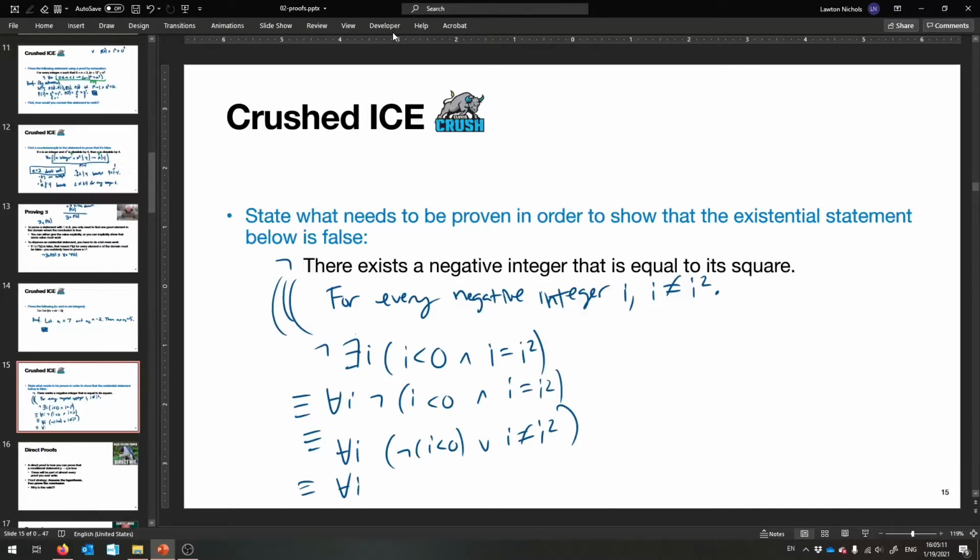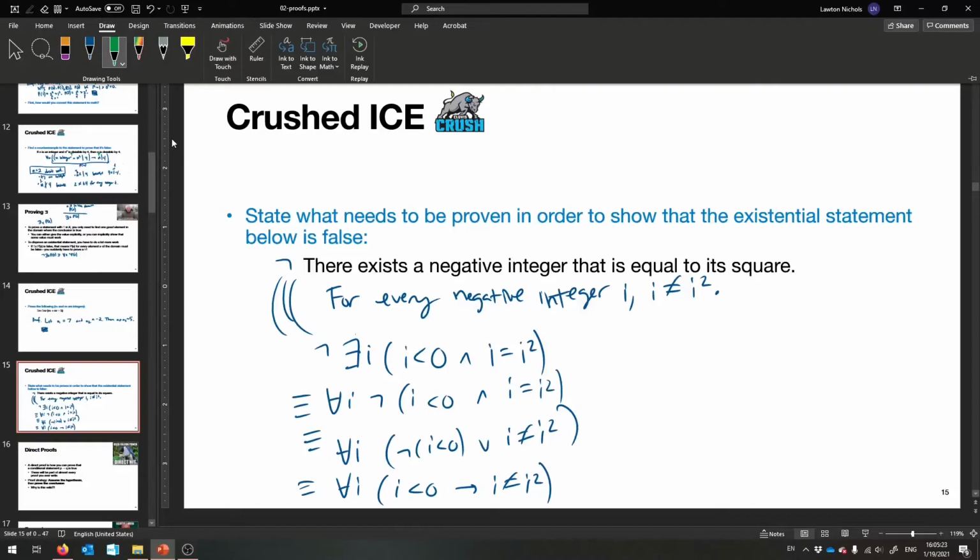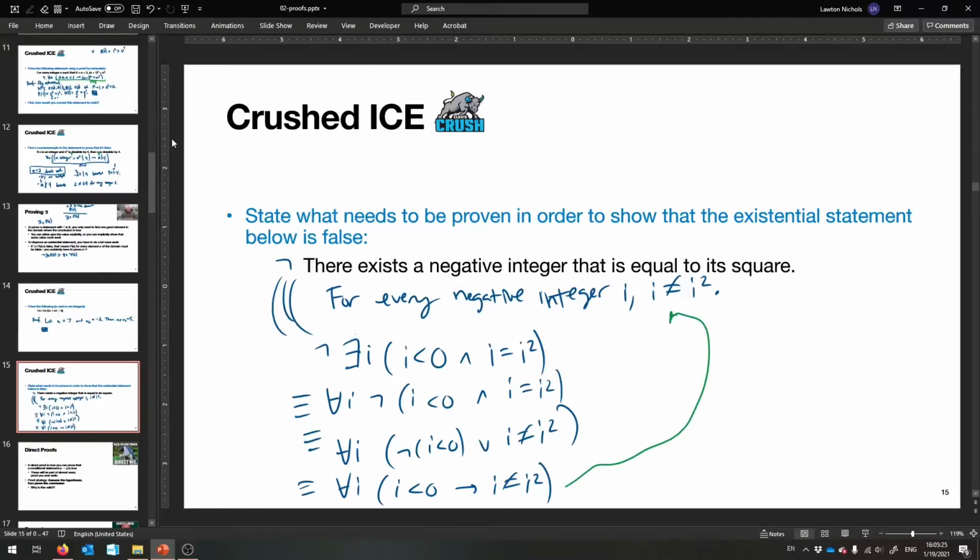For all I, did you see that? I is less than 0 implies that I is not equal to I squared. And this is, in fact, this English statement right here. So for all I, if I is negative, then I is not equal to I squared. Equivalently, you can say it like this. So you see how you can be very methodical about it. Just look for patterns, and you can eventually convert it to something nice. So be on the lookout for implications. That's usually useful.